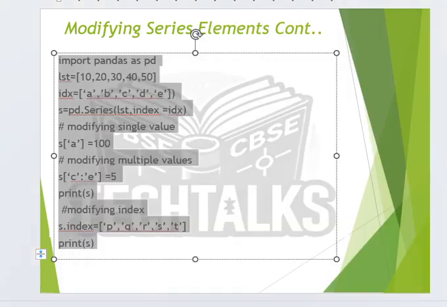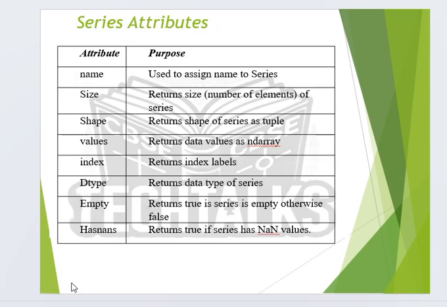Let's move to next. Now there are some series attributes with the series. First one is name. It is used to assign name to series. We will be working on all these as a practical also. Size will return the size of the elements, how many elements are there in the series. Shape is going to give you a tuple. Values, it will return the values as an ndarray.